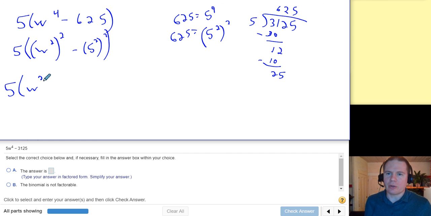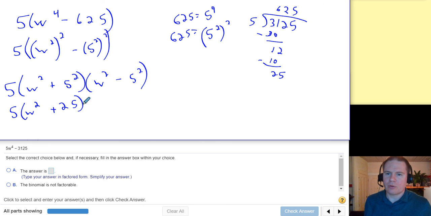So I get that thing plus this thing. And this thing minus this thing. W squared plus 5 squared, that's a sum. Can't do anything about that. 5 squared is 25. But here I have difference of squares again. So w plus 5, w minus 5.